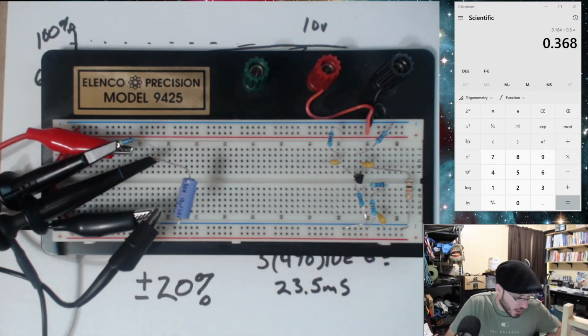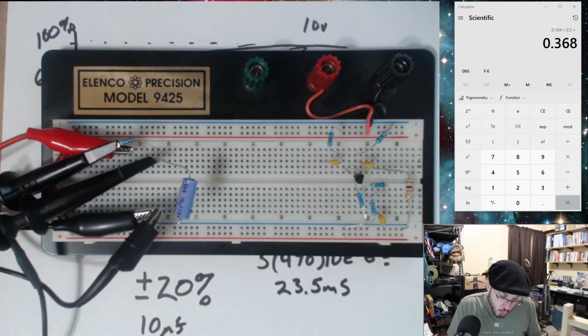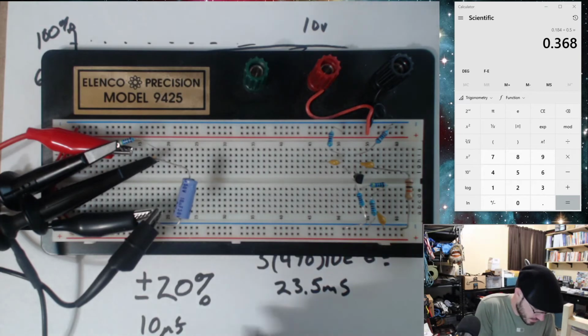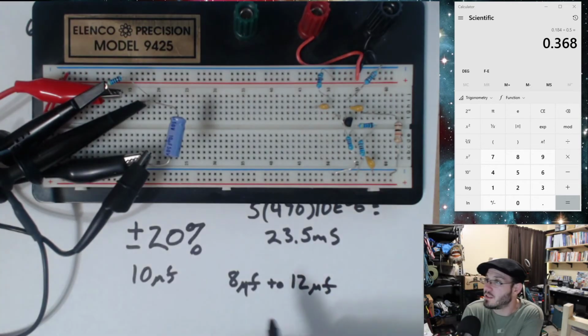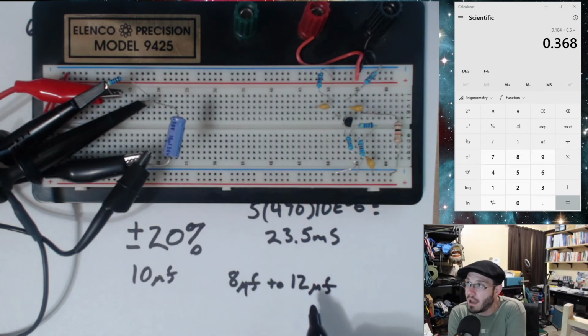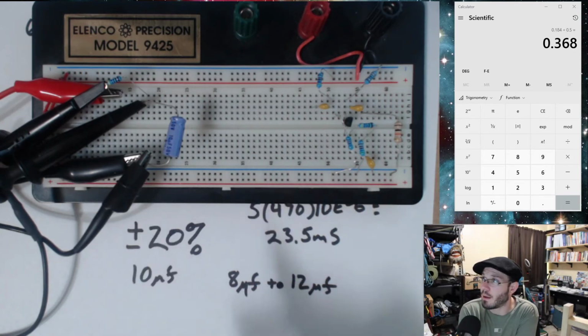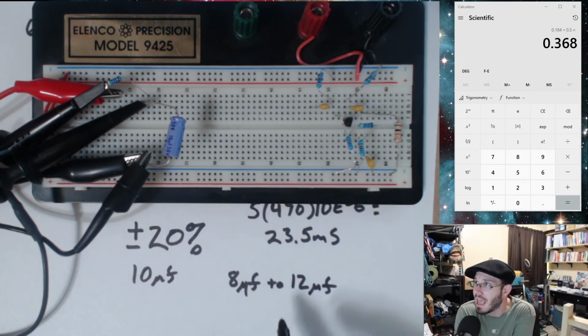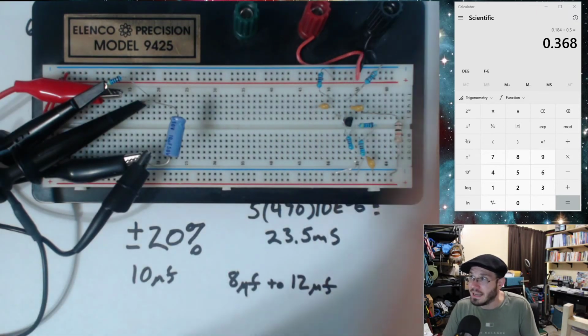Now, what does that mean? That means for a 10 microfarad cap, 20% would be 2 microfarads. So this capacitor could be 8 microfarads, it could be 12 microfarads, and the manufacturer would say that it's in spec if you got a cap that was 12 microfarads instead of 10 microfarads. Yeah, that's a huge range, and I'm not making this up. This is how electrolytic caps work.